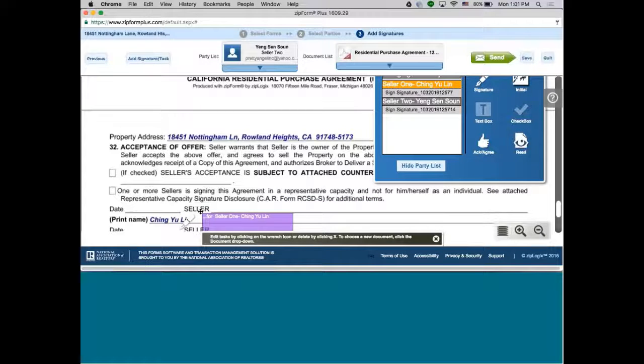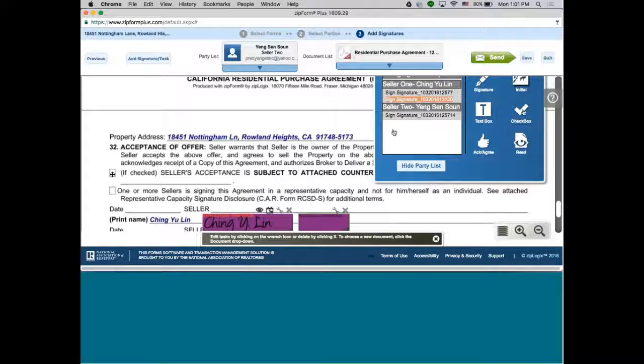So let me go ahead and add this signature here. Once I have added this signature, I can now go ahead and add a text on this one. Now, this one here where it says seller's acceptance is subject to attached counteroffer. Remember, you have a counteroffer, so don't forget to check this box.